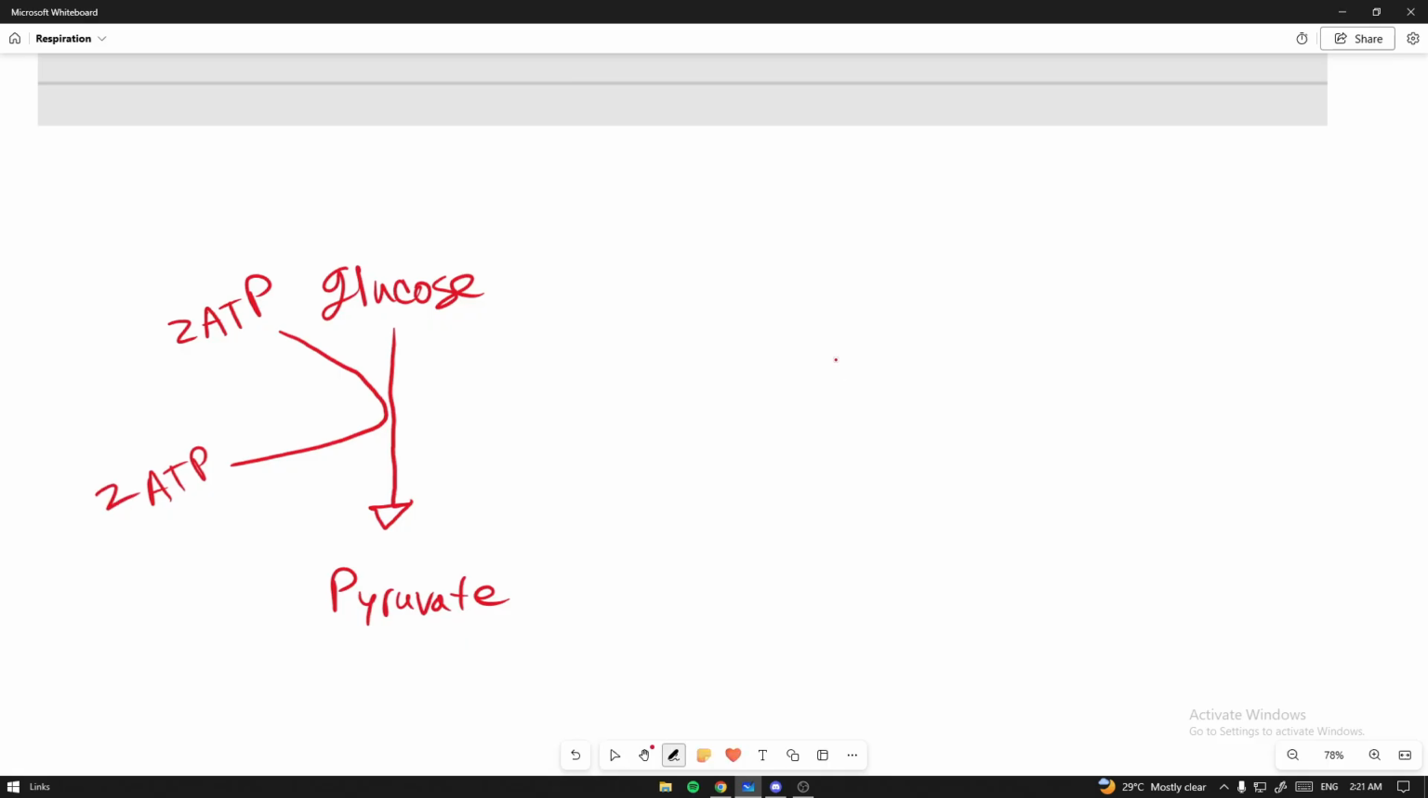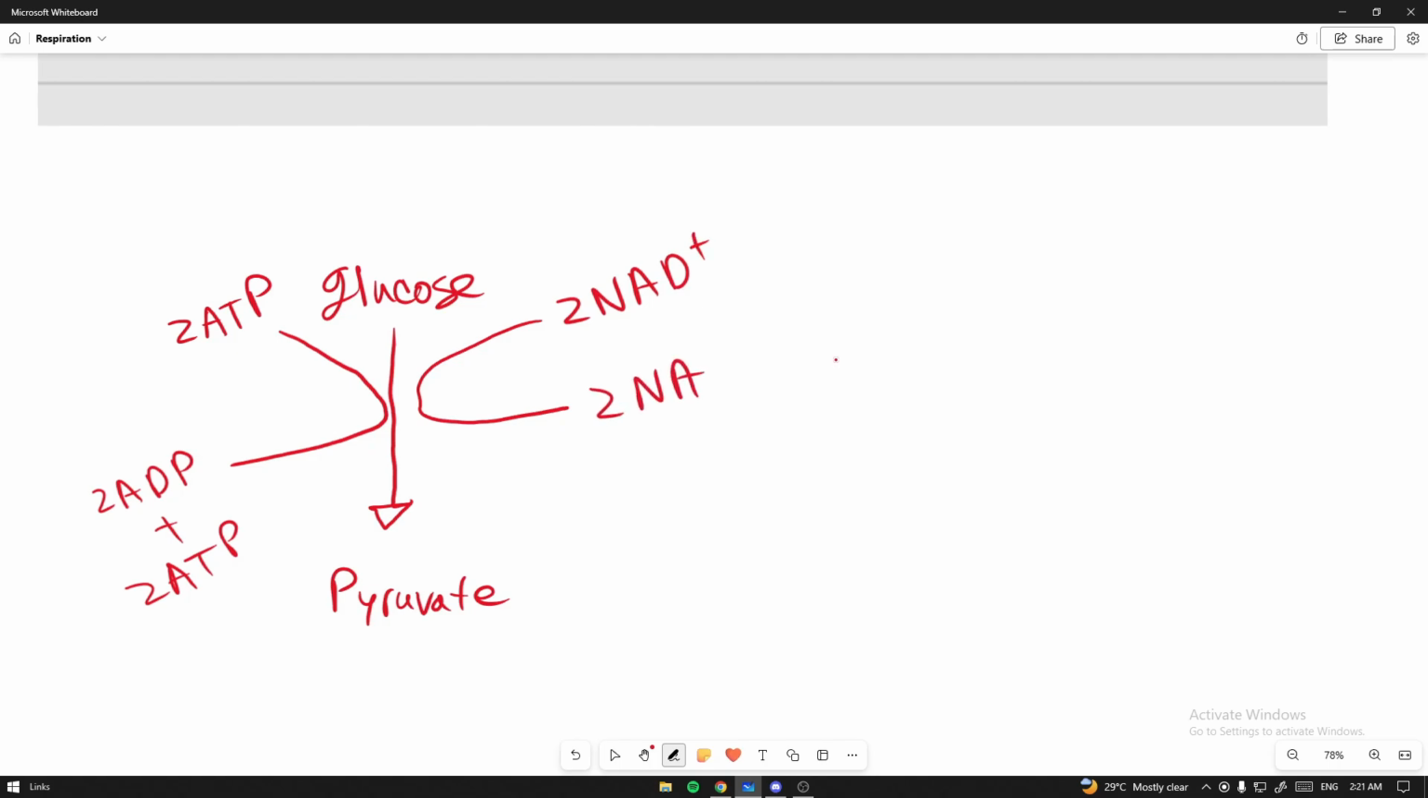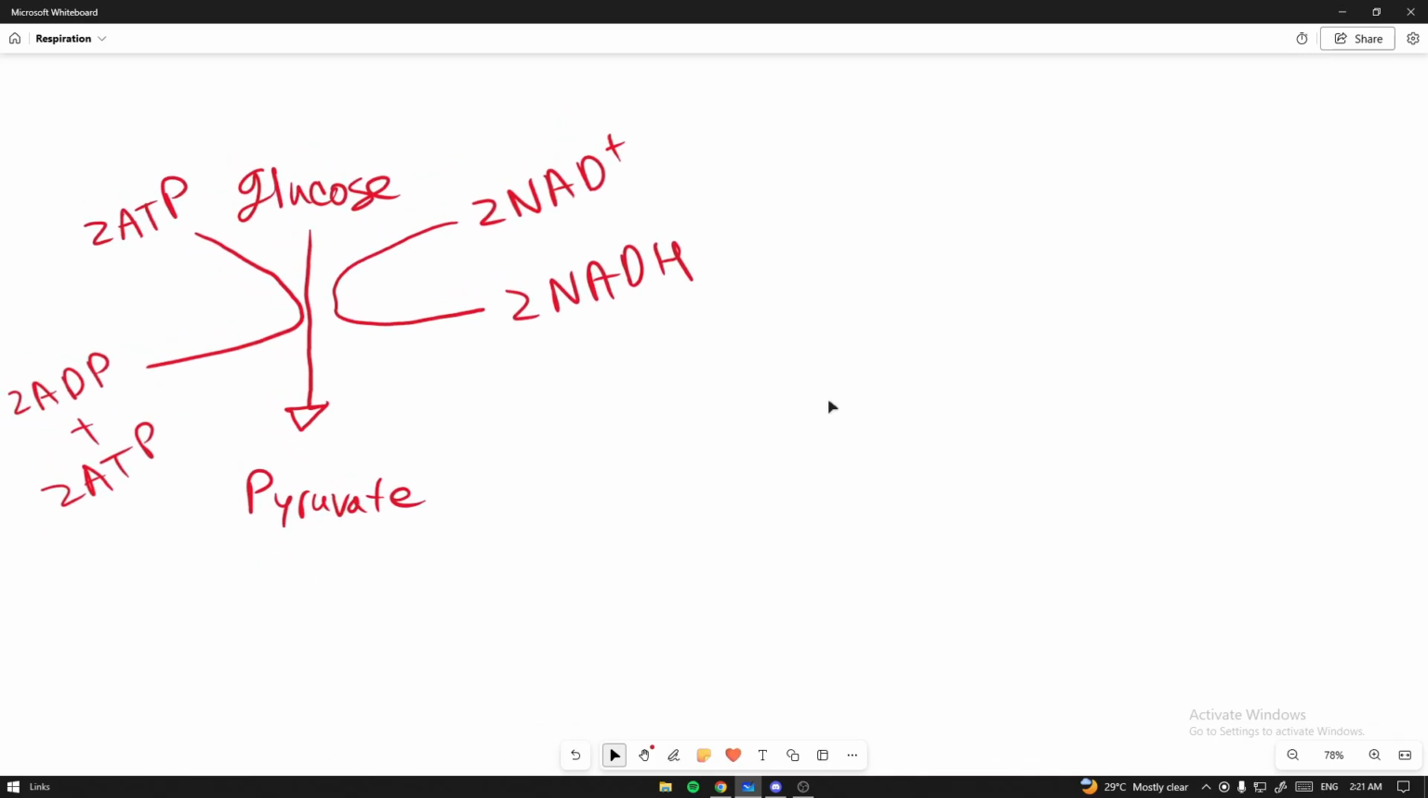Maybe I should write it like this: 2 ADP plus 2 ATP. Doesn't really matter. Now, if you remember correctly, we also had dehydrogenation taking place in glycolysis. Dehydrogenation is gonna take place, and it's gonna make 2 NADH. Then let's look into the anaerobic respiration. This is, by the way, the lactic acid fermentation.